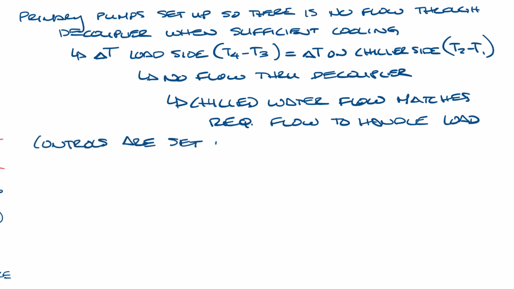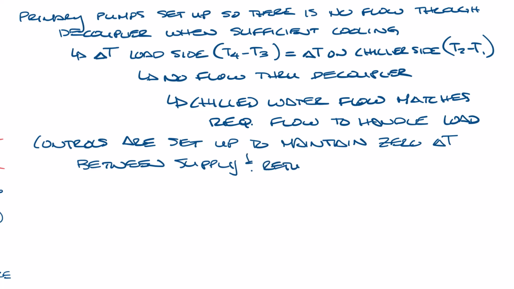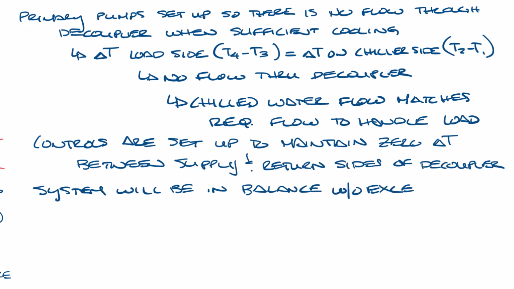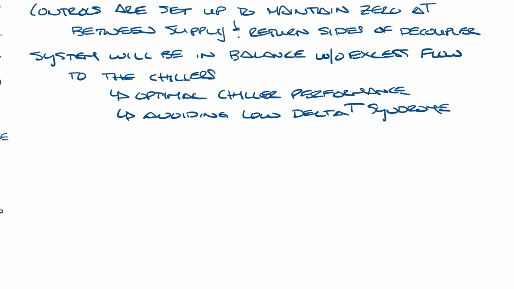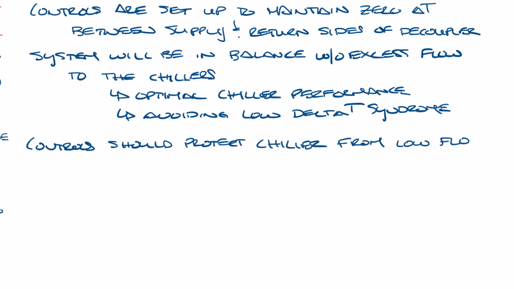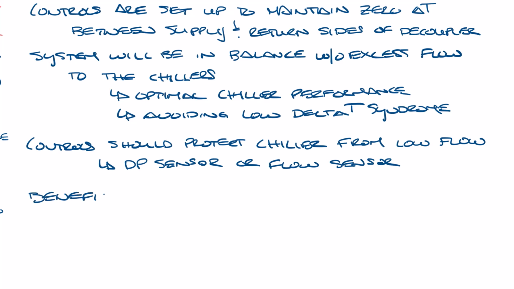The controls are basically set up to maintain a 0 delta T between the supply and return on both sides of the decoupler. The system will be in perfect balance without excess flow to the chillers. This results in optimal chiller performance and avoids low delta T syndrome. Let's make some room. The controller should protect the chiller from low flow by using differential pressure sensors or a flow sensor. The benefits of distributed pumping is that it's self-balancing.